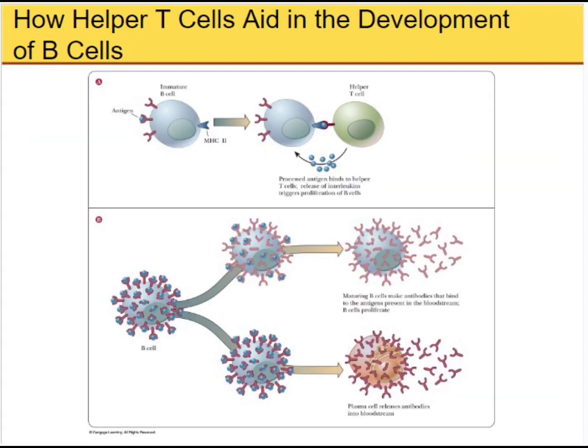How do helper T cells aid in the development of B cells? The antigen is presented by an immature B cell with MHC II to a helper T cell. The antigen binds to the helper T cell, which releases interleukins that trigger proliferation of B cells. Maturing B cells can make antibodies that bind to the antigens present in the bloodstream. B cells proliferate. Plasma cells release the antibodies into the bloodstream.